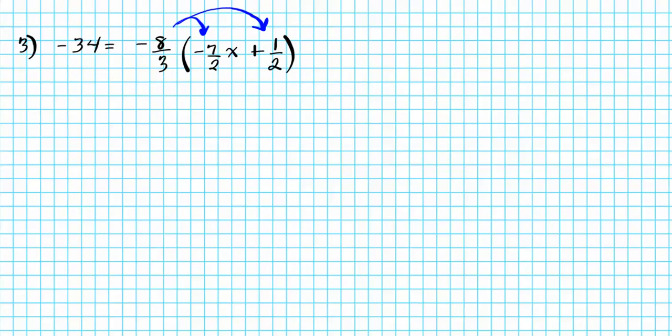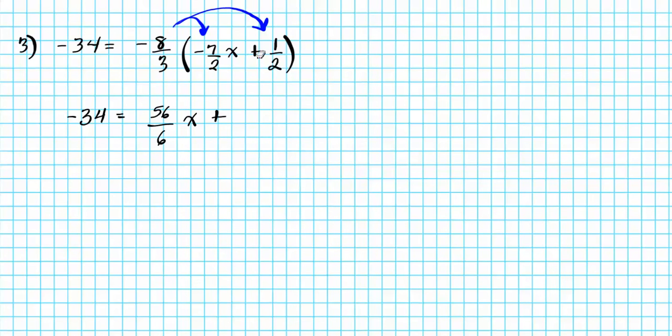Now, when you are distributing or multiplying fractions, you multiply the numerator with the numerator and then the denominator with the denominator. Okay, so negative 34 equals, now for the first multiplication, minus times minus is a plus. 8 times 7 is 56, so we have 56 over 2 times 3, 3 times 2, which is 6. Now append the x piece there, plus.